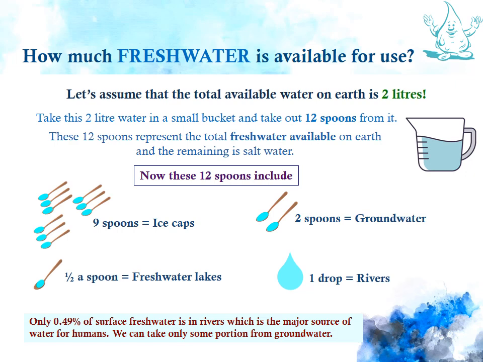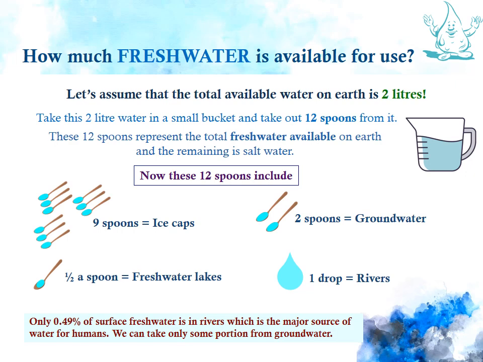From this bucket, take out 12 spoons of water. These 12 spoons represent the total fresh water available on Earth. Now, let us take out 9 spoons from it. This represents water found in ice caps. Now, we have only 3 spoons remaining. Now, let us take out 2 spoons which represents groundwater.